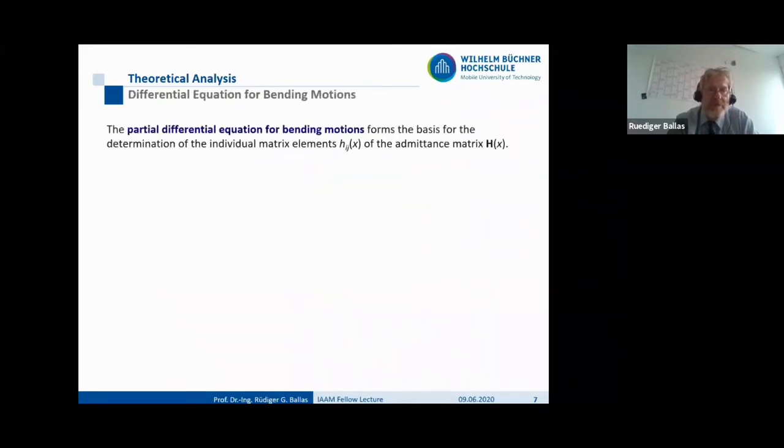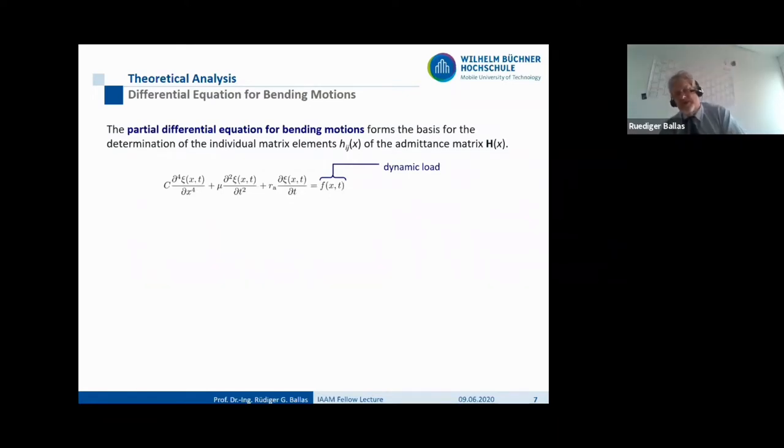Now let's start with the differential equation for bending motions, and this is the starting point for determining the matrix elements H_ij(x) of the admittance matrix. Now you see here a differential equation of fourth order, depending on the length variable x and also on time. On the right side, the quantity F(x,t) is the so-called dynamic load. It can be a moment, a force, a pressure load, or also an electrical quantity, like an electrical voltage.